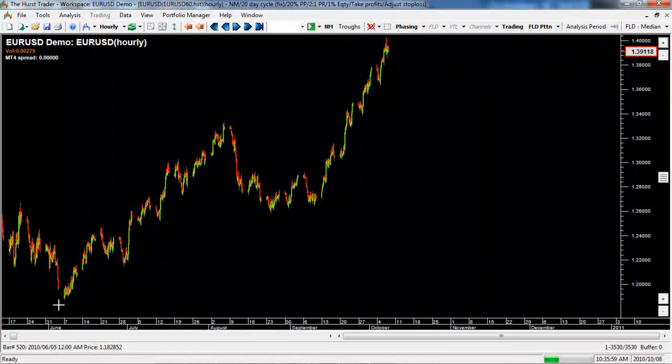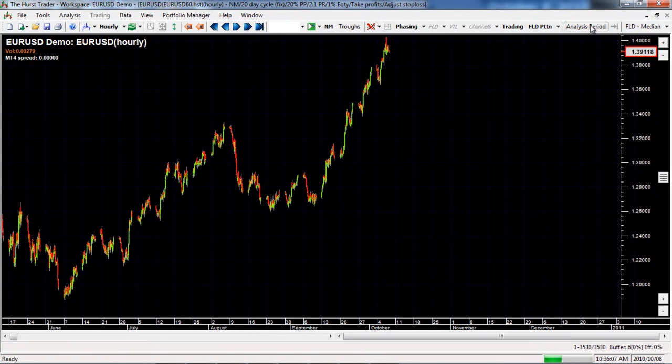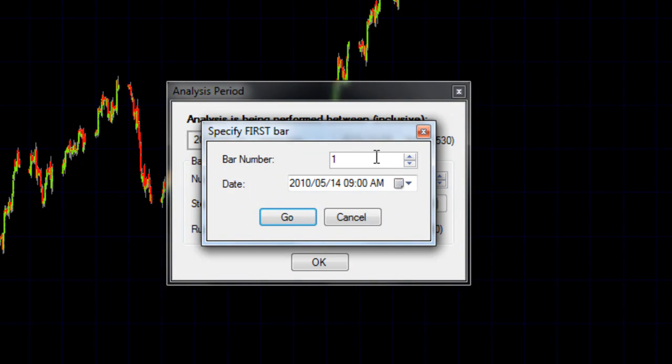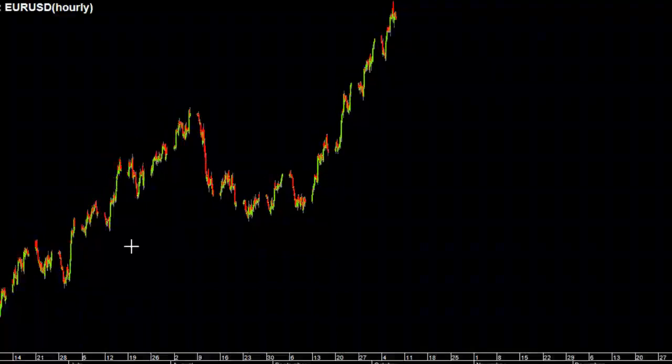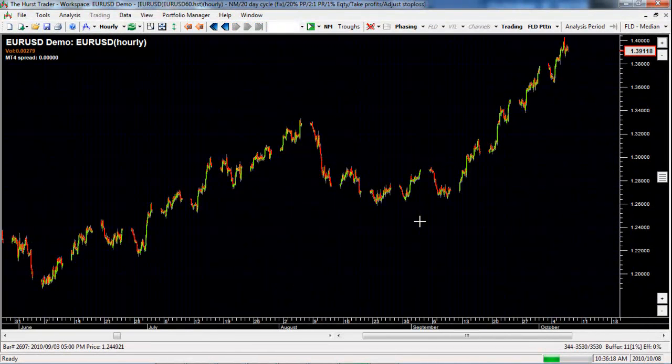And here you can see I've loaded enough data going back to a little bit before the 7th of June. If I wanted to split hairs, I could set the analysis period to roughly about 250, although that's probably not really necessary, but let's do things correctly. And then we can zoom in, and there you can see the data.